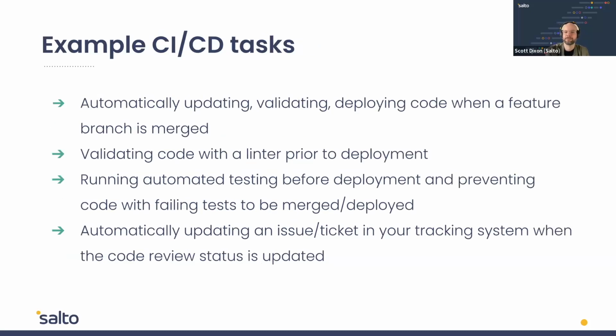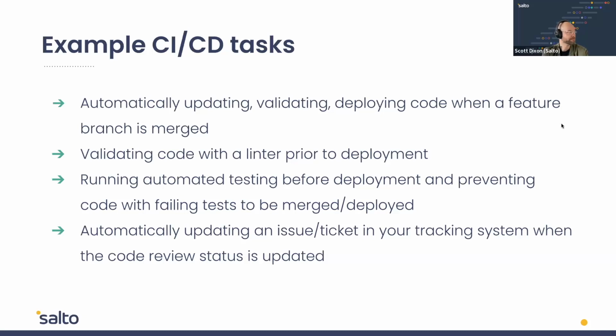And to give you an idea of some of the specific tasks that can be done with CI/CD, here's a few examples. Automatically updating, validating, and deploying code when a feature branch is merged, or validating code with a linter prior to deployment, running automated testing before deployment, and then preventing that code from being deployed if any of the tests come back as failing. Automatically updating an issue or a ticket in your tracking system when the code review status has been updated. So these are all examples, as well as there are more types of tasks that you can achieve with CI/CD.